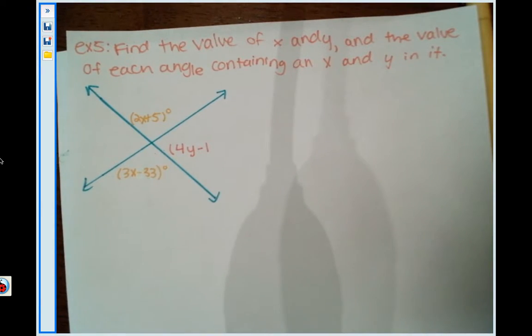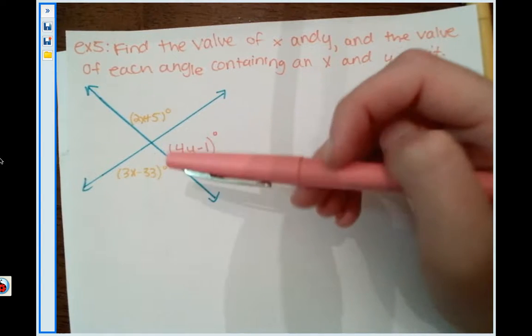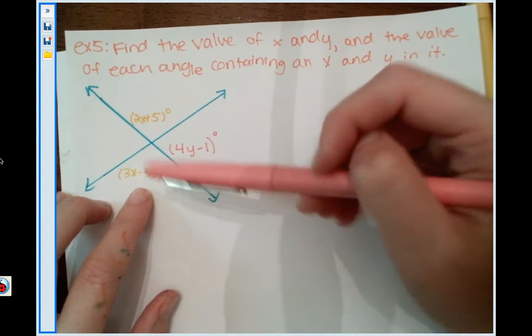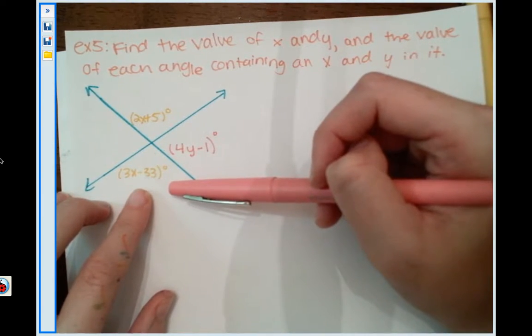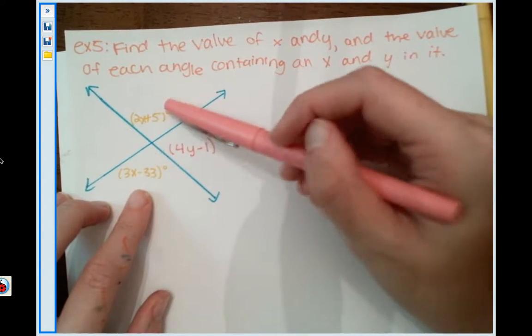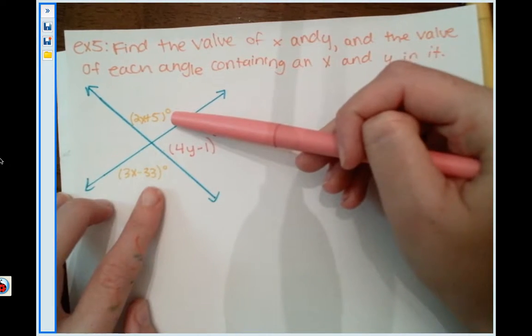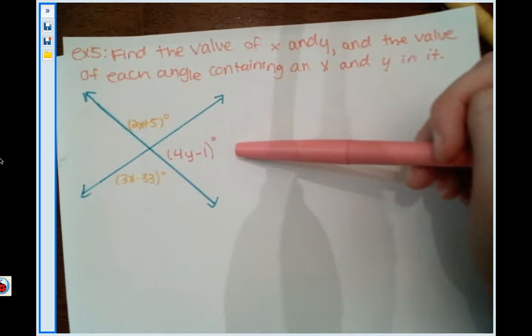So guess what? These two are supplementary, but before I can find what this angle is right here, which, sorry guys, this should say 4y minus 1 degrees. Before I can find this one, I need to find what this angle is. So I probably need another angle that has an x in it, which, holy hot dog, this one has an x in it too. If I can start by finding x, that'll help me find what these two angles are, which then should help me find what this angle is.